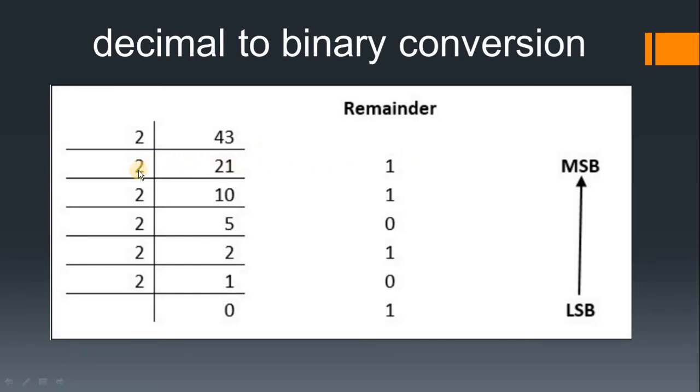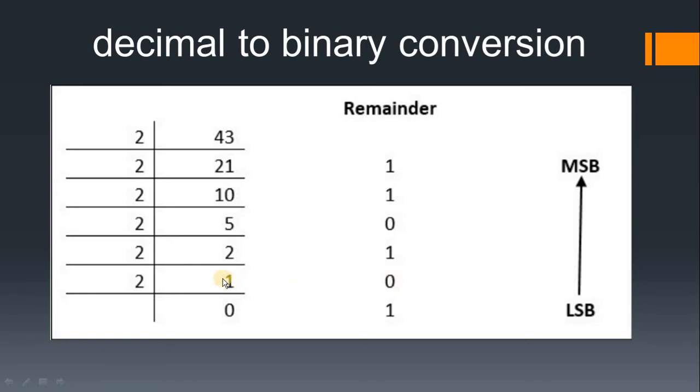Again you have to divide 21 by 2. So the quotient will be 10. You have to note it down. Remainder will be 1. So you can again divide 10 by 2. 2 5s are 10. So remainder will be 0. Again 2 into 2 is 4. So remainder will be 1. Again here quotient is 1. So remainder will be 0.